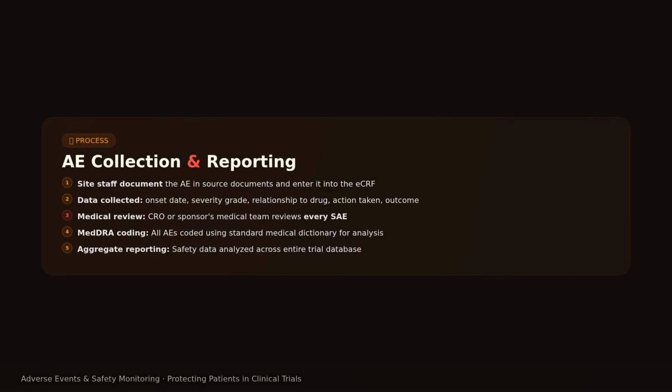The AE collection process is systematic. When an AE occurs, the site staff document it in the source documents and enter it into the electronic case report form. The data includes the onset date, severity grade, relationship to study drug, action taken, and outcome. The CRO or sponsor's medical team reviews every SAE. All AEs are coded using MedDRA, the Medical Dictionary for Regulatory Activities, so that similar events can be grouped and analyzed across the entire trial database.